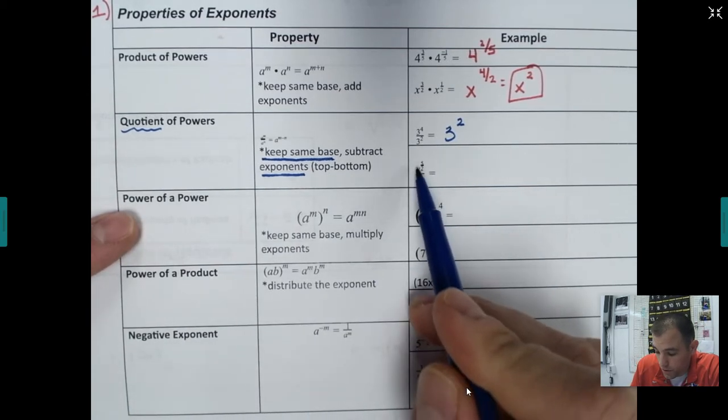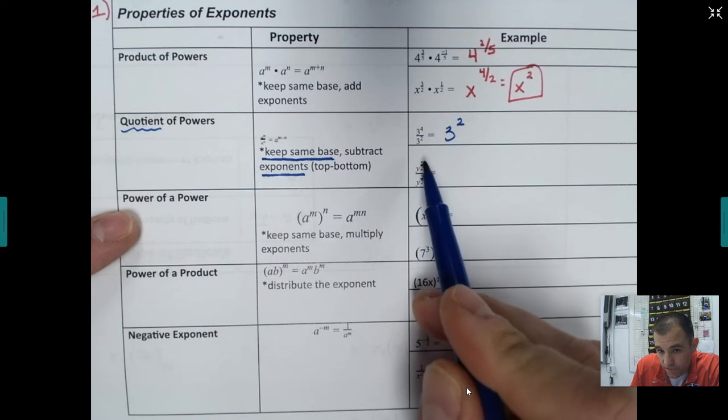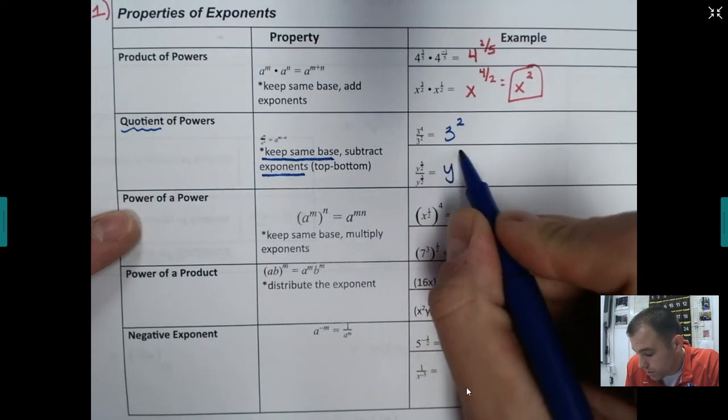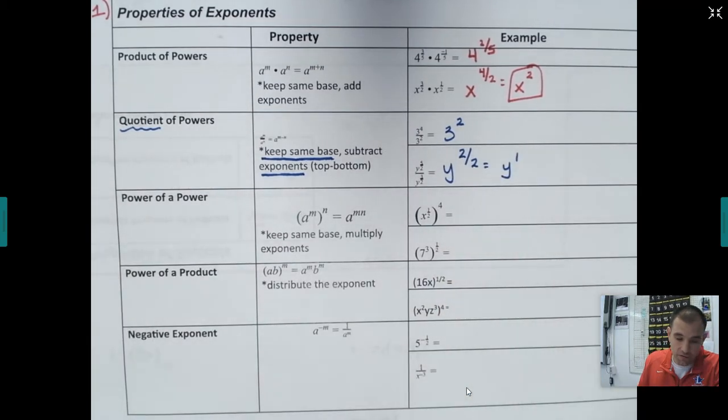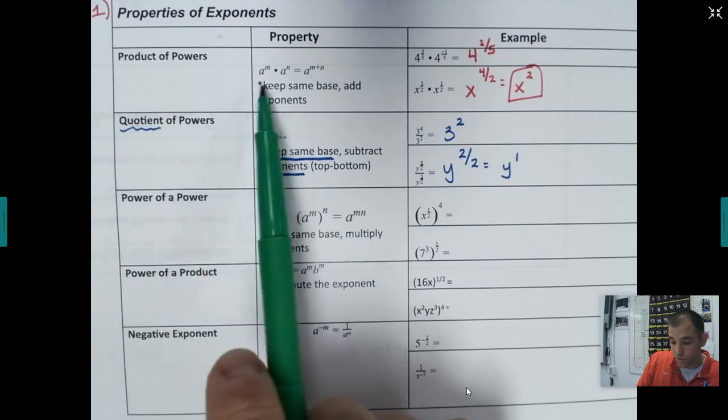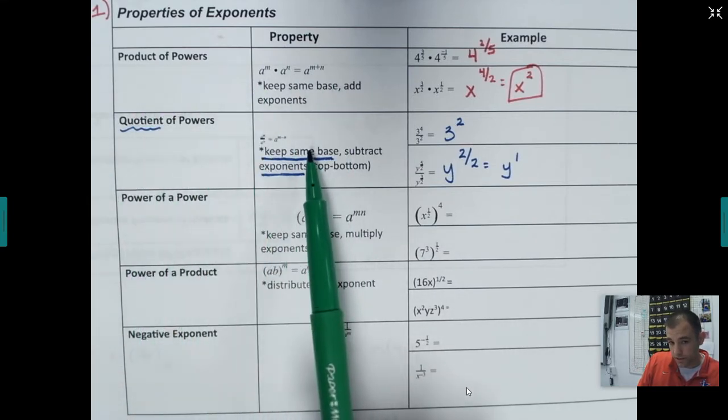Same thing with this one. They have a y and a y. 5/2 minus 3/2. 5 minus 3 is 2, so it would be 2 over 2, which is just 1. And you don't even have to write the 1 if you don't want to. I'm just going to put it in there so we know where it came from. So there it is: when you multiply, add the exponents. When you divide, subtract the exponents.